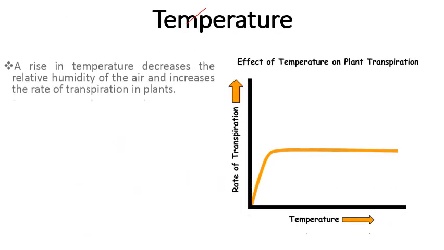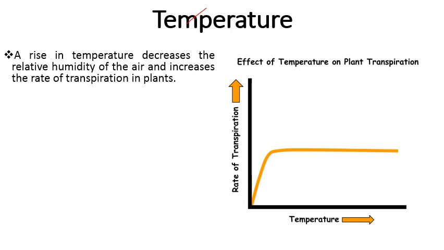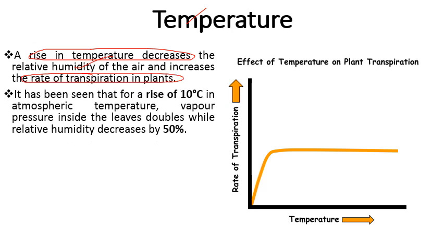Next is temperature. This factor shows a direct relation with the rate of transpiration. A rise in temperature decreases the relative humidity of the air and increases the rate of transpiration in plants. So they have direct relation. Temperature has direct relation with the transpiration.